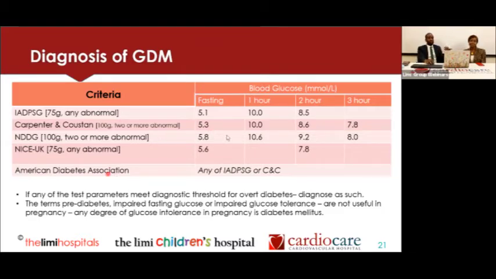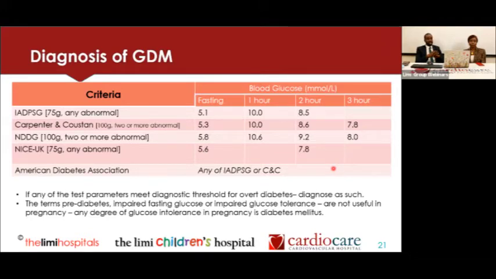Okay, so for the Carpenter-Coustan and consensus criteria, we should notice that the glucose load is higher, and therefore by definition the cutoffs are higher. So the fasting cutoff is this, 1 hour is this, and the 2 hour is this, and of course there's a 3 hour for the 100 grams glucose load. And of course the NICE UK guideline is that the fasting is more lenient, whereas the 2 hour is more stringent. They don't typically check the glucose at 1 hour, but once you meet any of these, either 5.6 fasting or above, or 7.8 post meal, then you can make the diagnosis of gestational diabetes.